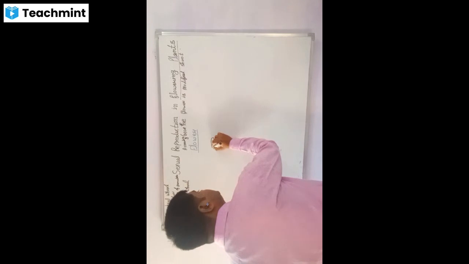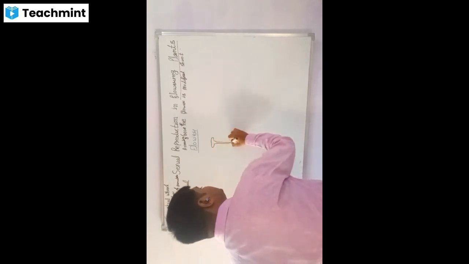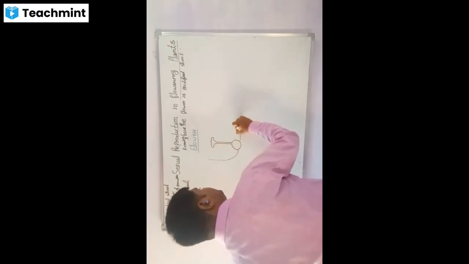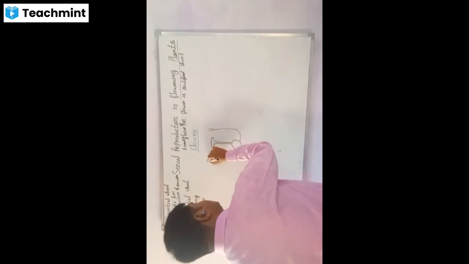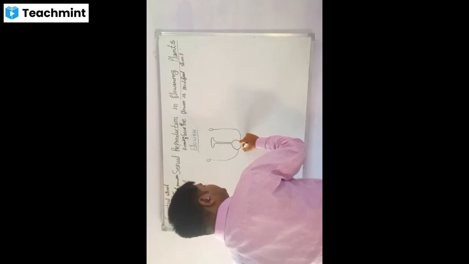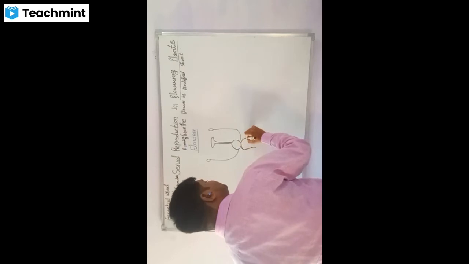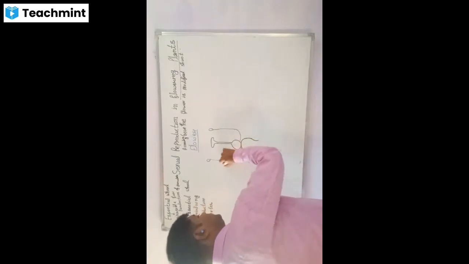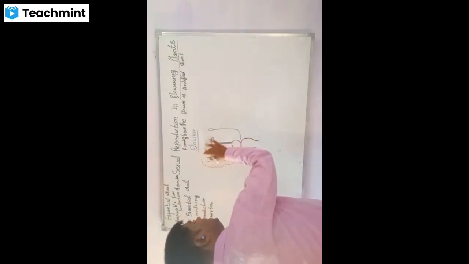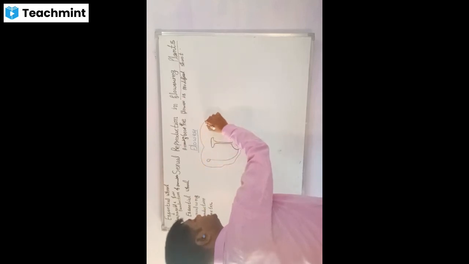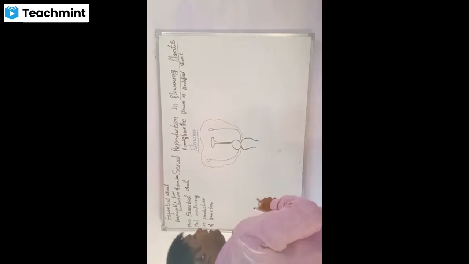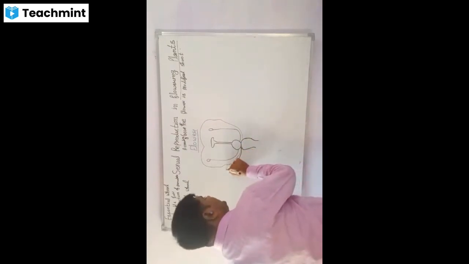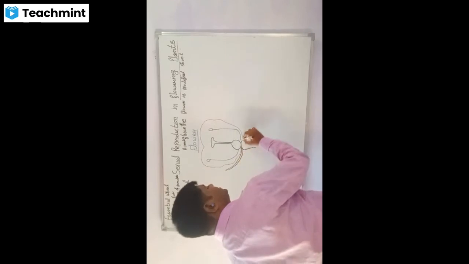We have this one, and the ovary is also there, and then we have the anther, and there is one structure which is known as thalamus, which is the bearing structure. Thalamus is also there, and then after that we have petals. Petals are there, and calyx is also there.